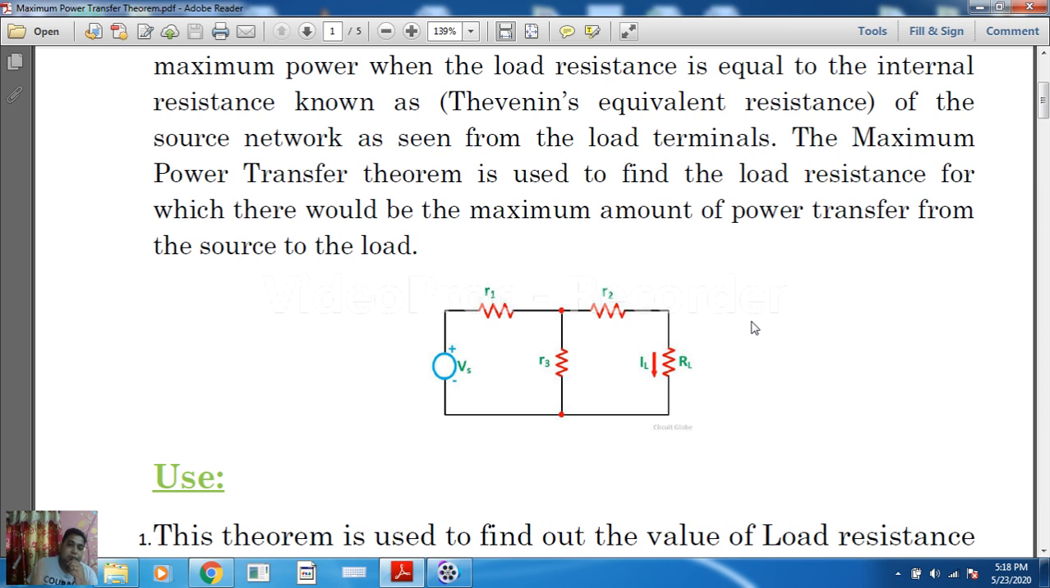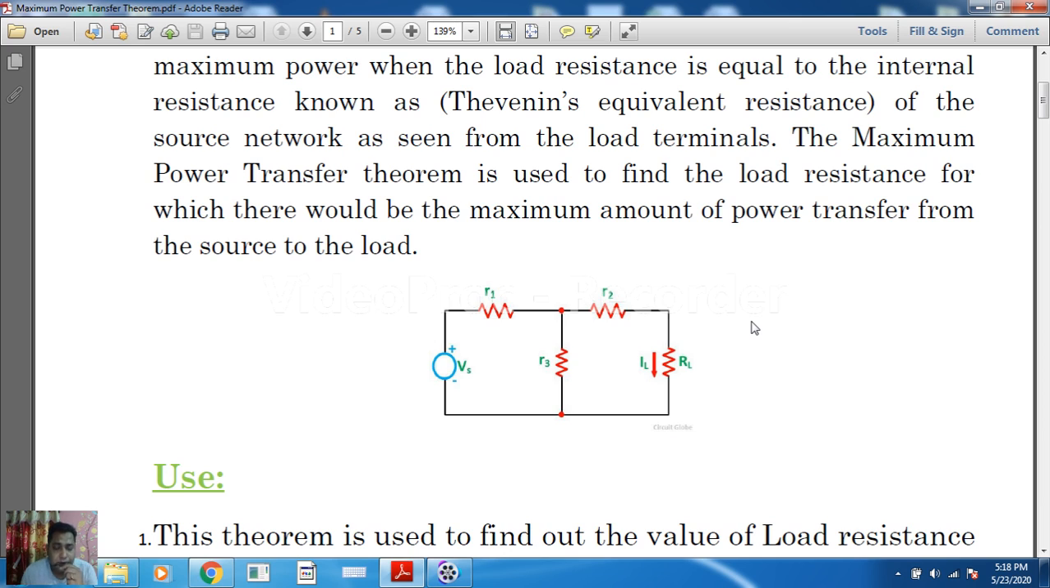But then why is there a different name for this particular theorem, maximum power transfer theorem? The name behind this theorem is its concept. The concept lies in the name itself, maximum power transfer theorem. Here we are going to find out when maximum power can be delivered through some load resistance.